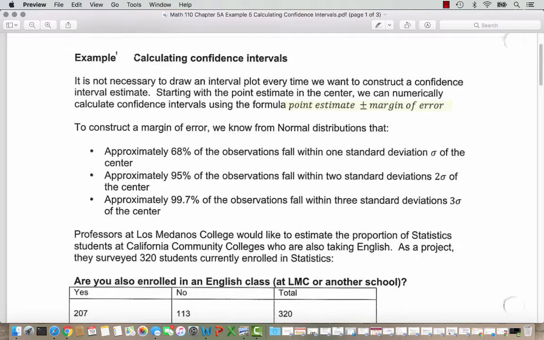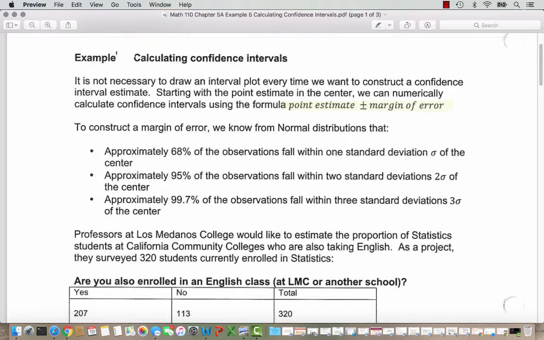In this example, we take a look at calculating confidence intervals. It's not necessary to draw an interval plot every time we want to construct a confidence interval estimate. Starting with the point estimate in the center, we can numerically calculate confidence intervals using the formula point estimate plus or minus a margin of error. When we subtract the point estimate minus the margin of error, that gives us our lower limit. And when we add the point estimate plus the margin of error, that gives us our upper limit.